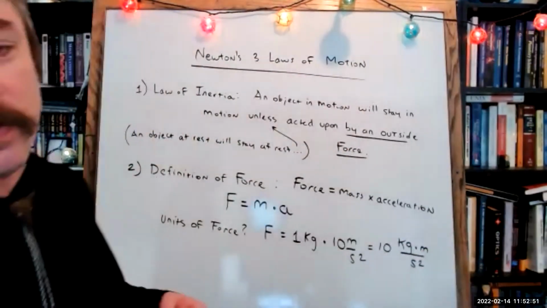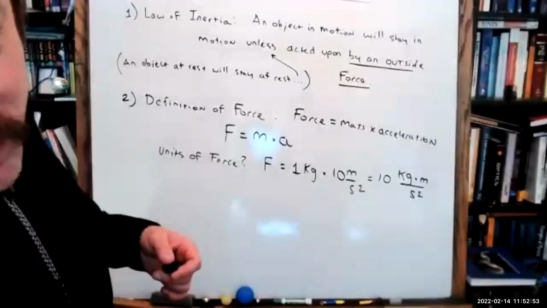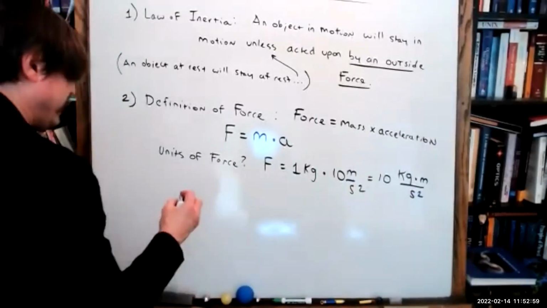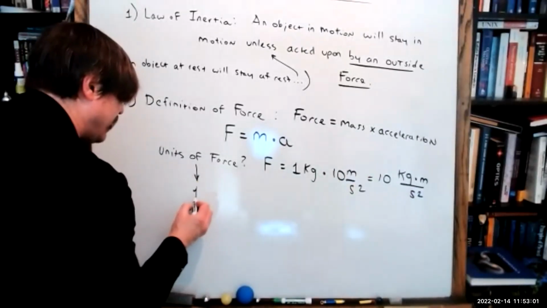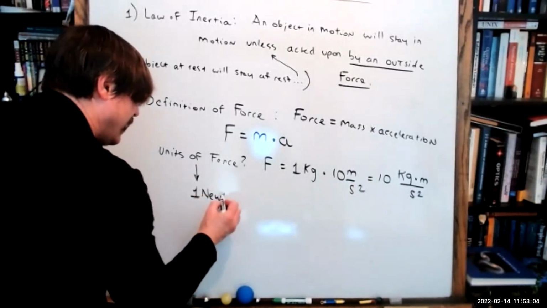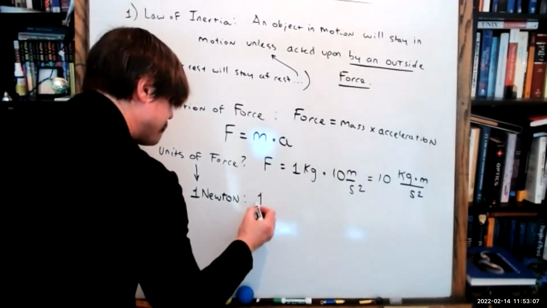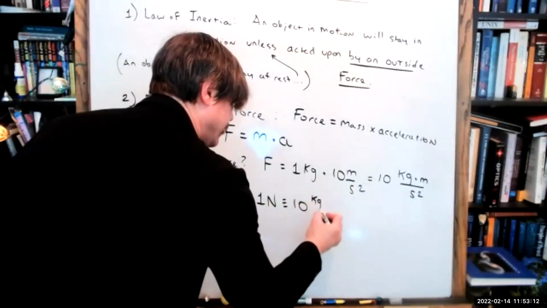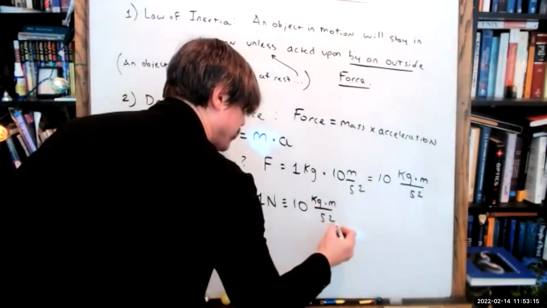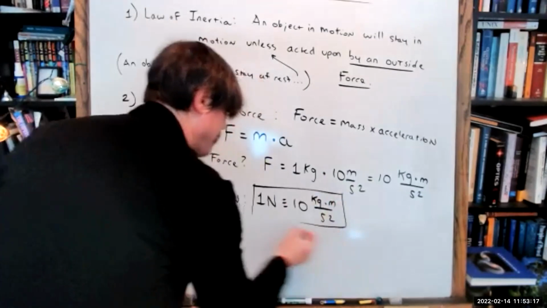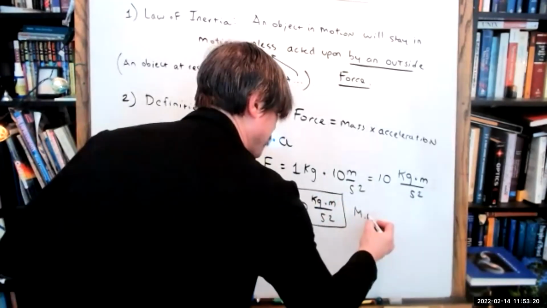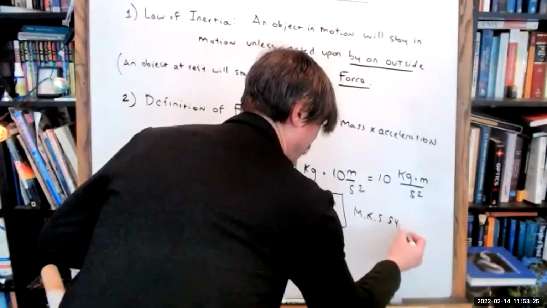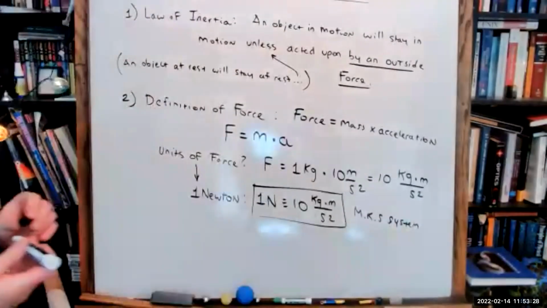Those are our units of force, but kilogram meters per second squared is kind of a lot to say. So we redefine the units of force in honor of Sir Isaac as 1 Newton. And 1 Newton is defined as 10 kilogram meters per second squared. So those are the MKS units of force. So this is an MKS system of units.